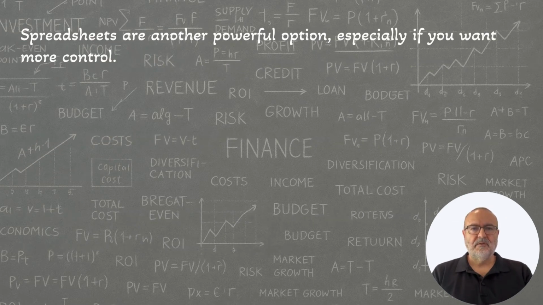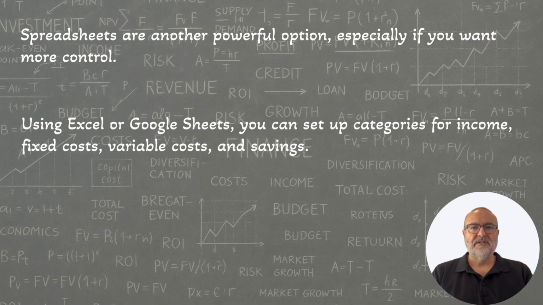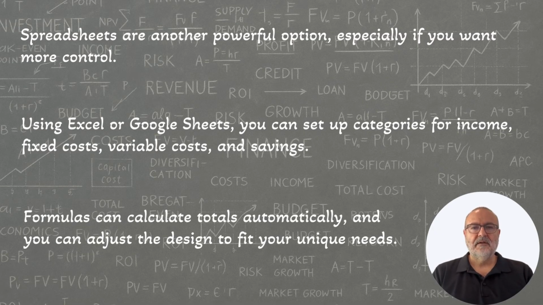Spreadsheets are another powerful option, especially if you want more control. Using Excel or Google Sheets, you can set up categories for income, fixed costs, variable costs, and savings. Formulas can calculate totals automatically, and you can adjust the design to fit your unique needs.